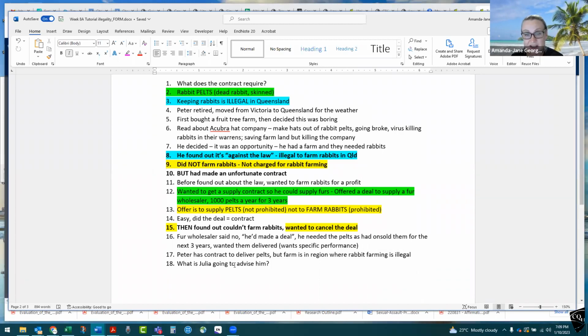Did the legislation say, no, you can't keep pelts? I thought it was more to do with being illegal to farm rabbits in Queensland. That's exactly right. It said you must not farm rabbits. So it's not express, it's not implied. The only option it could be is in furtherance of an illegal purpose.